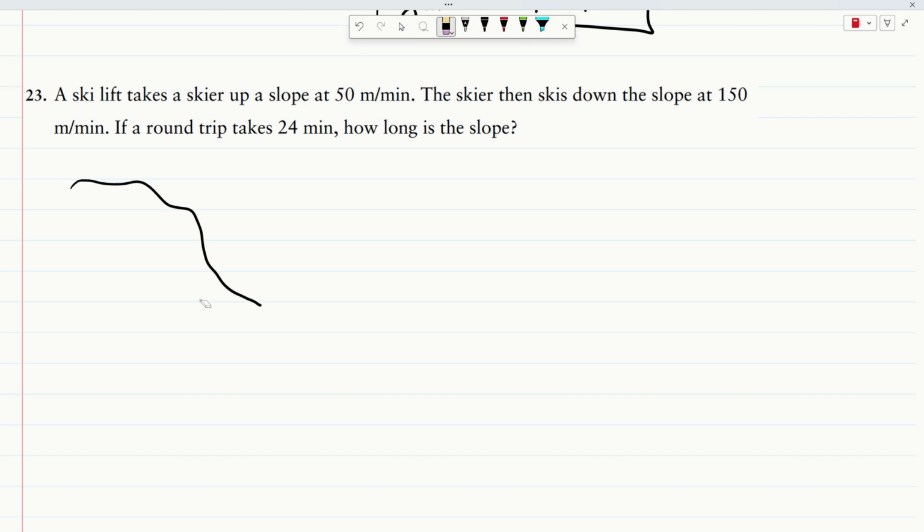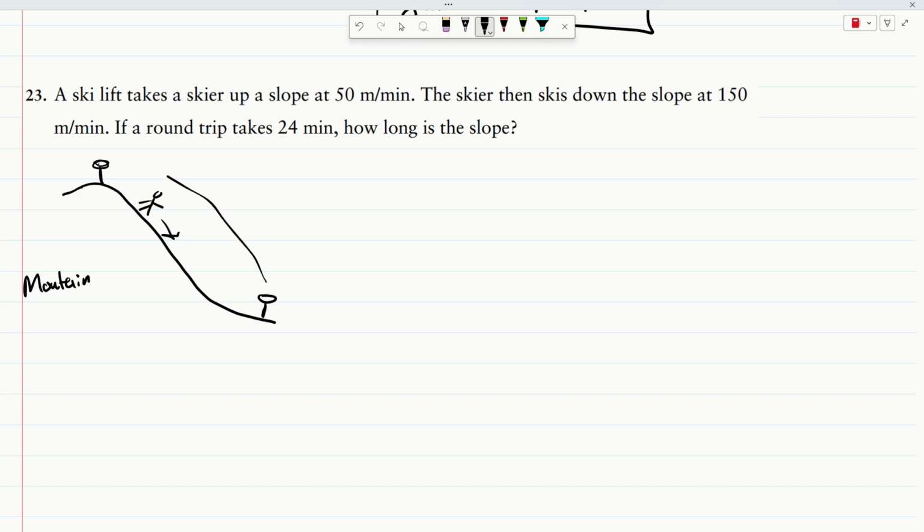we have like a little mountain here. All right, so here's our mountain. We have a ski lift, so here's the top of the ski lift. Here's the bottom of the ski lift. And we have our skier going down and then riding it back up. So no math whatsoever. I understand the situation. I have two things happening here. I'm going down, then I'm coming back up. That's really important for us.